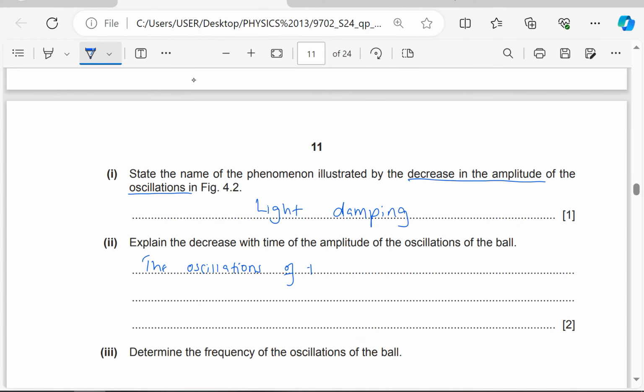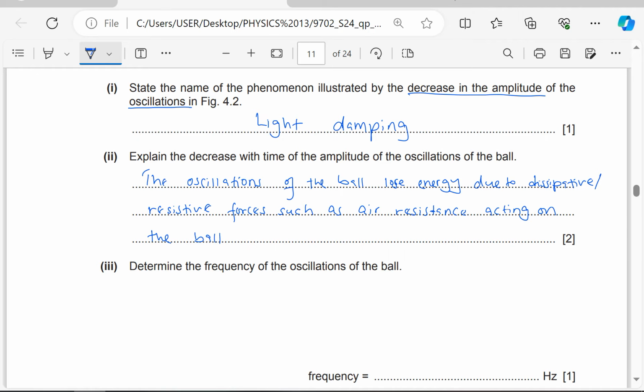The oscillations of the ball lose energy due to dissipative, or I would say resistive, forces, such as air resistance, acting on the ball.